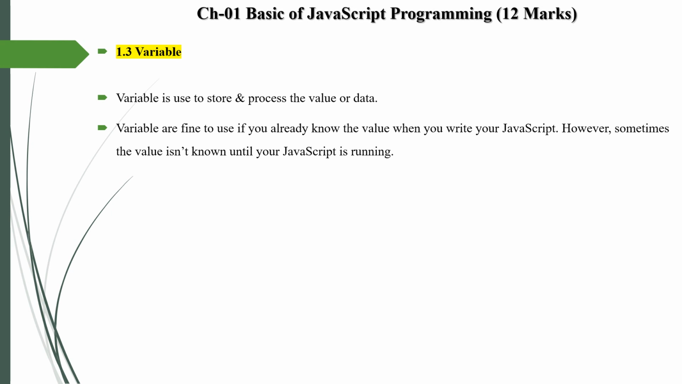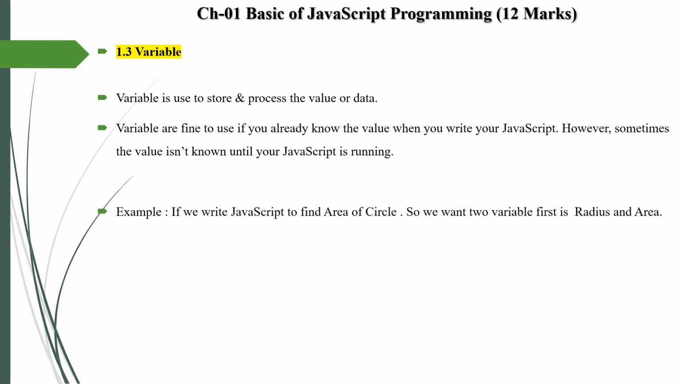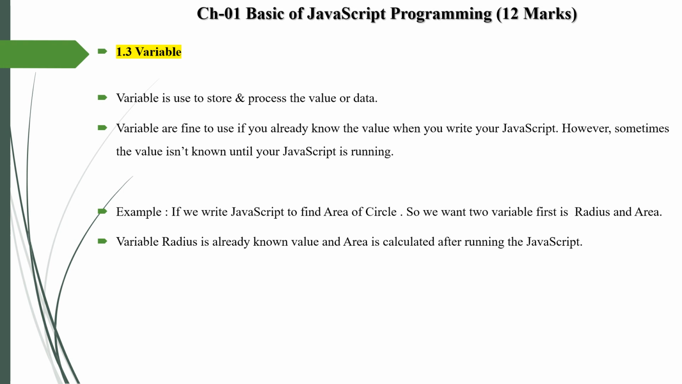So for variable there are two possibilities. First one is, if you already know the value of variable, that time we can make the initialization and declaration at a time. But when you don't know the value of variable, that time we only declare the variable, and after running JavaScript, the value is assigned to the variable. Example, if we write JavaScript to find area of circle, so we want two variables. First is radius and second one is area. Variable radius is already known value and area is calculated after running the JavaScript.